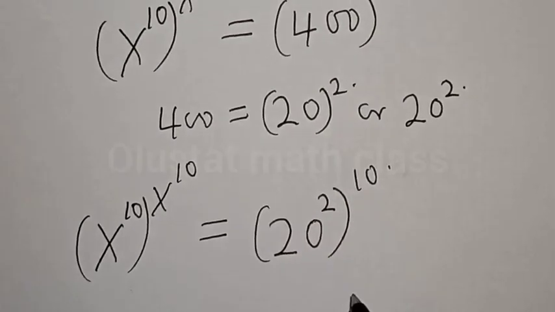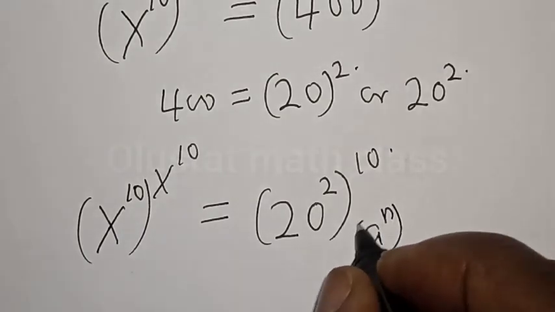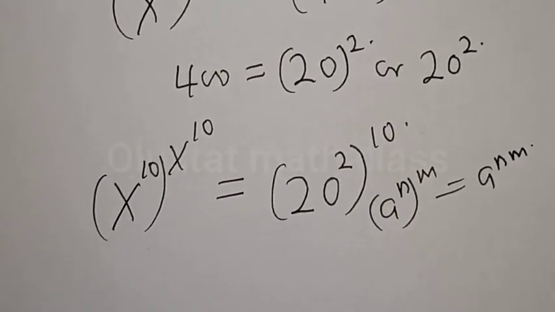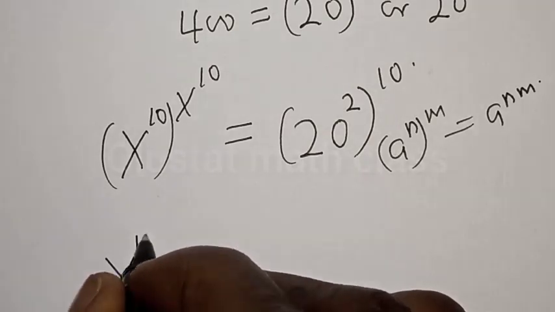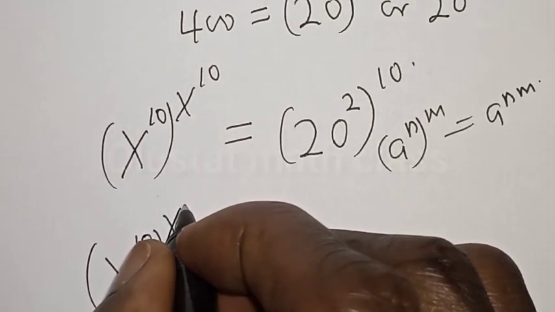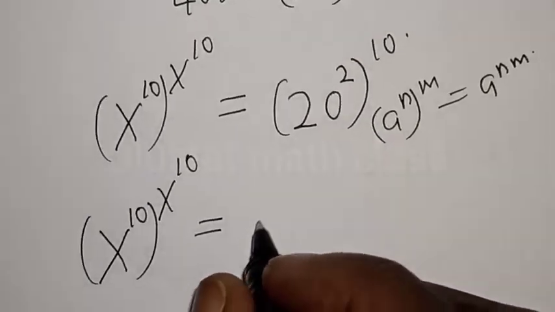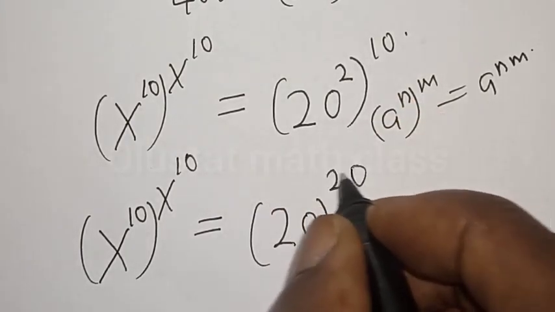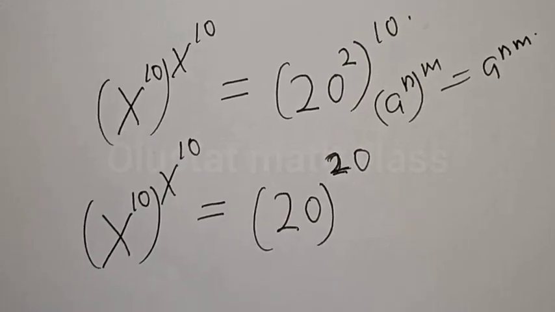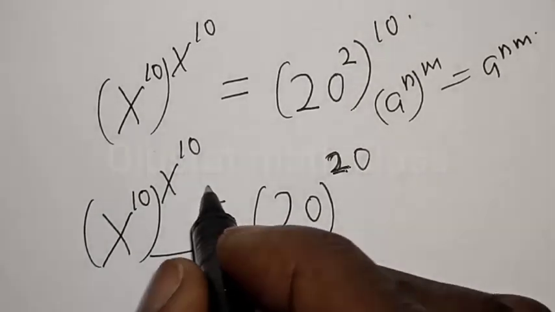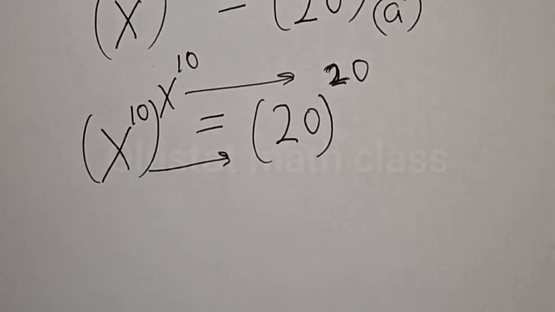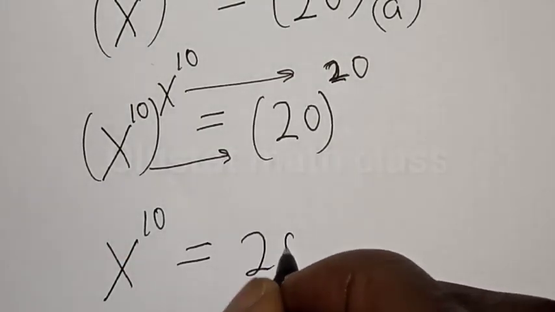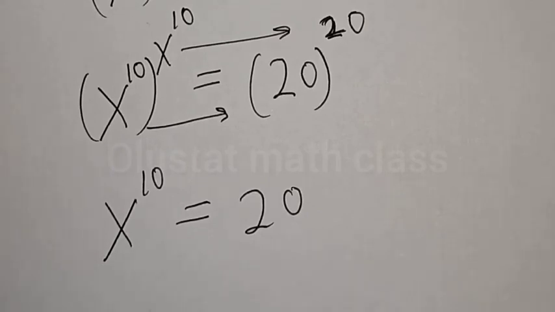Then here also a raised to power n raised to power m is the same thing as a raised to power n m. Then we have s raised to power 10 raised to power s raised to power 10 is equal to 20 raised to power 20. Then here is equal to this, and this one is equal to this. By comparing, we have s raised to power 10 is equal to 20.